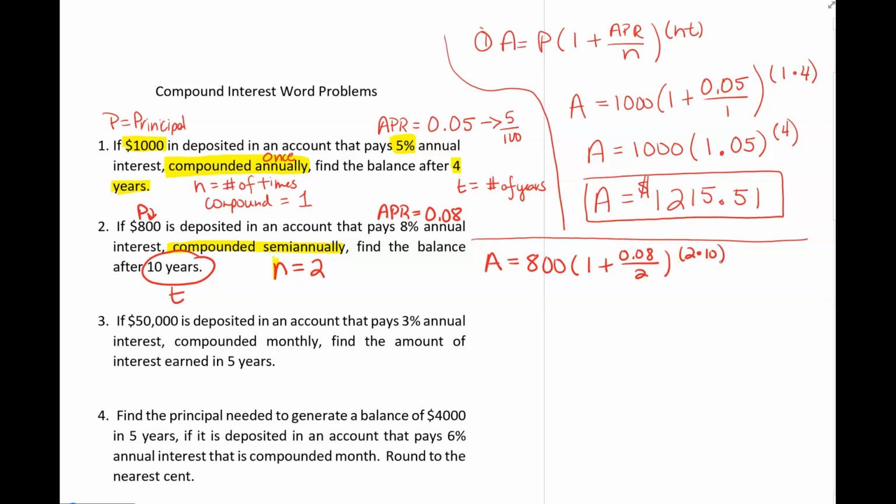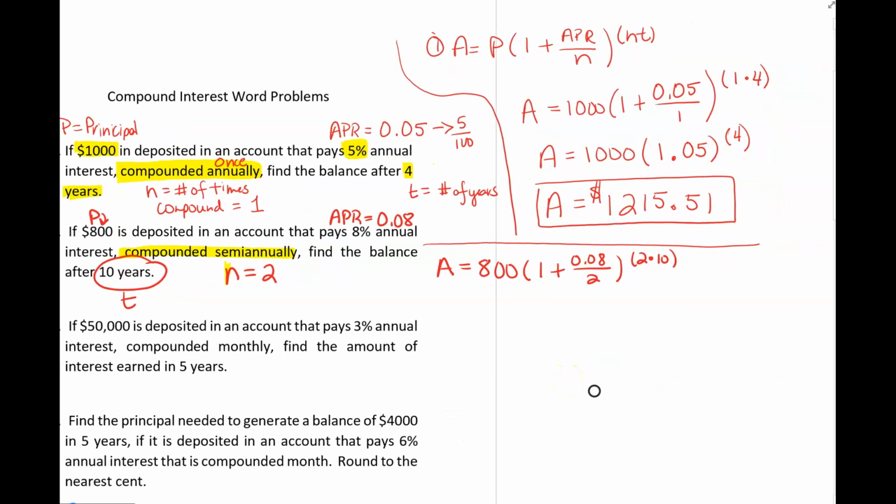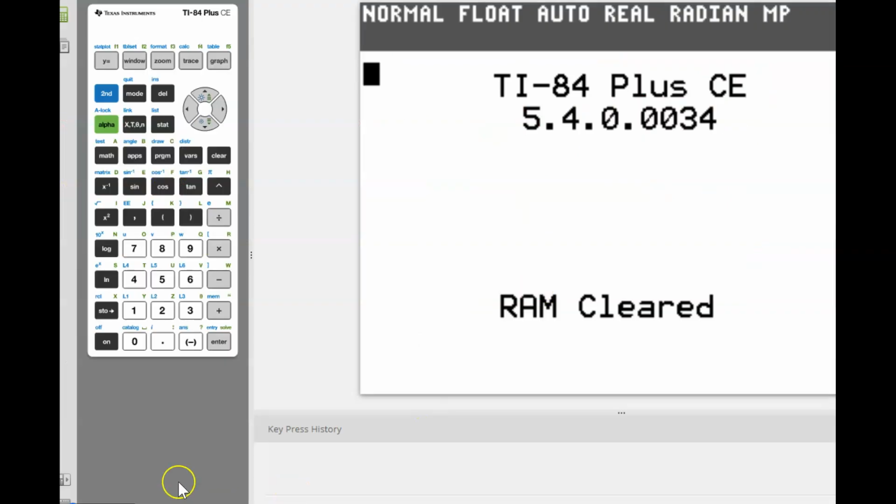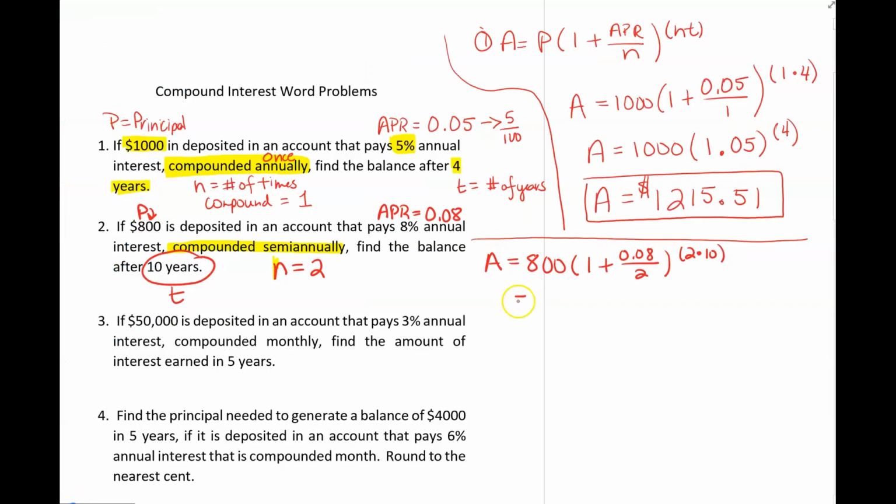And 0.08 divided by 2 is 0.04. And 1 plus 0.04. So that's going to give me 800 times 1.04 raised to the 20th. And if you do that in your calculator, you should get $1,752.90.